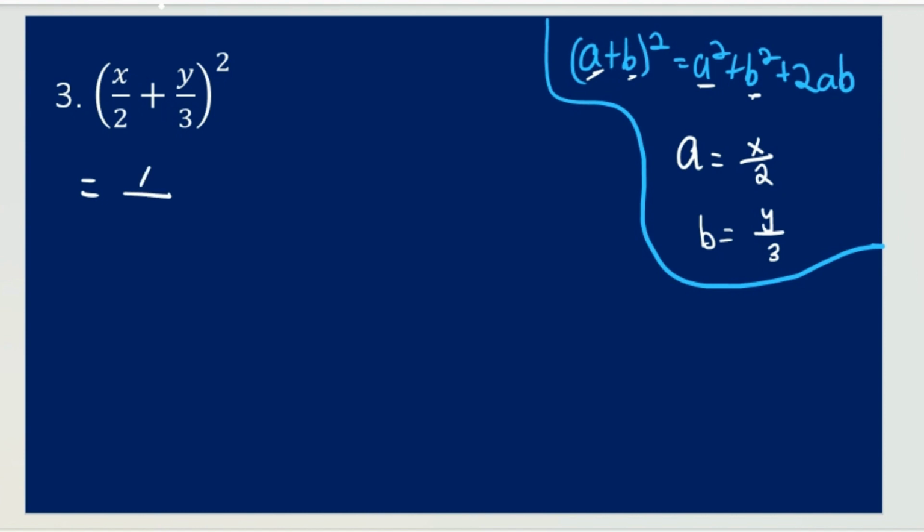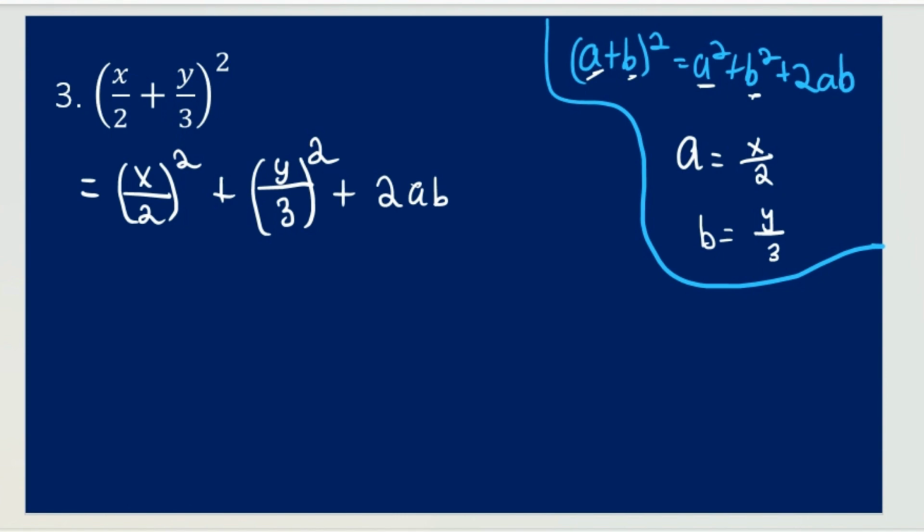So first, it's going to be (x/2) whole square plus (y/3) whole square plus, and at the end, it's going to be 2ab according to the formula.